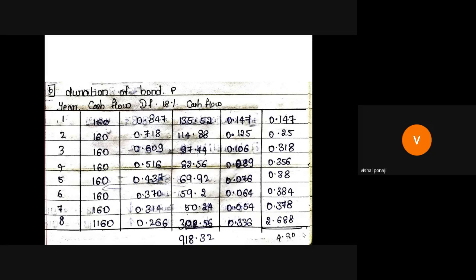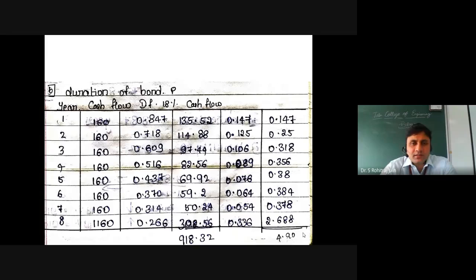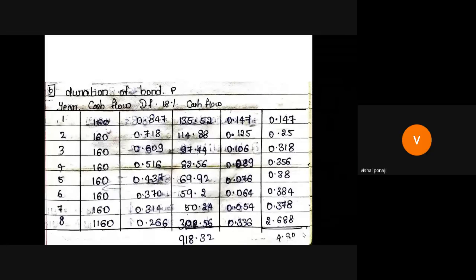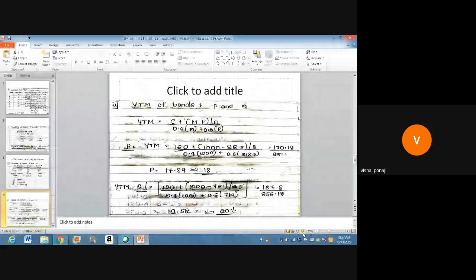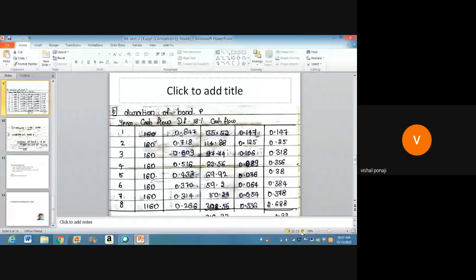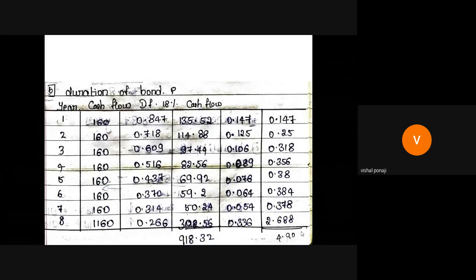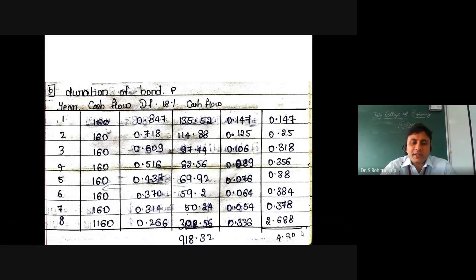Second column into third column, in the problem, in the solution. Vishal? Second column into third column is equal to the fourth column, sir. Okay, perfect. Tell me, 160 multiplied by 0.847. So I get 135.52. That is 135.52. Perfect. Okay, keep on solving then.